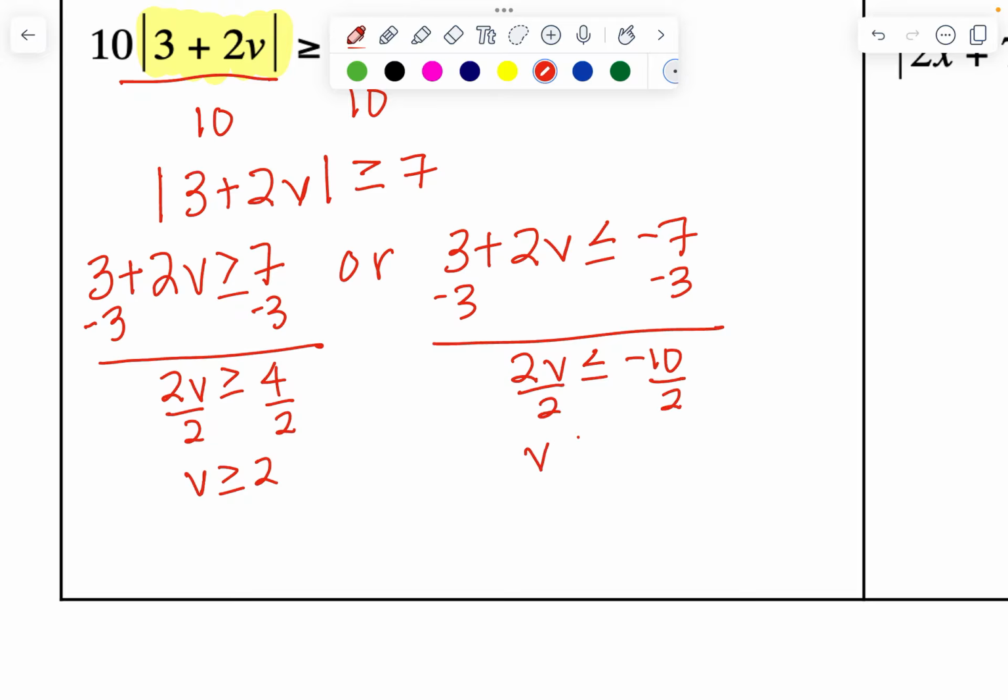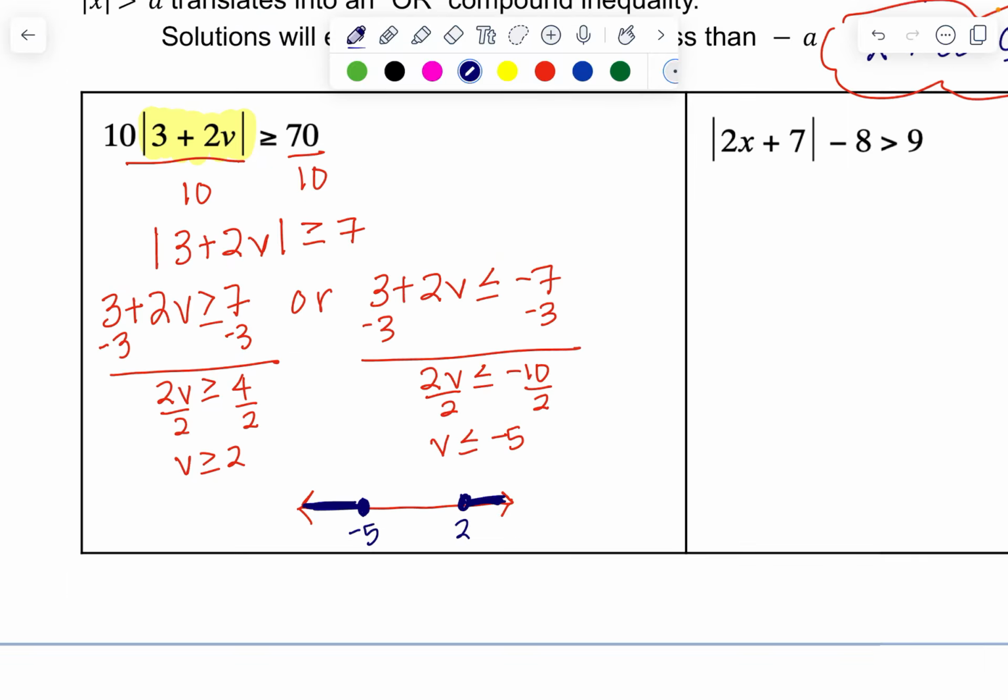Dividing by 2, v less than or equal to -5. Since this is an or, I know that my inequalities are going to be going in opposite directions. So I have a -5 and a +2. They're both closed circles. Greater than 2 is going to go this way. Less than -5 is going to go this way. So they are going in opposite directions, which they should be because it's an or.